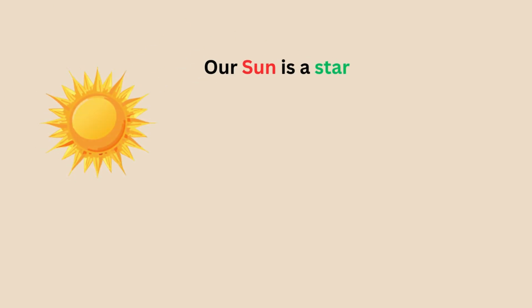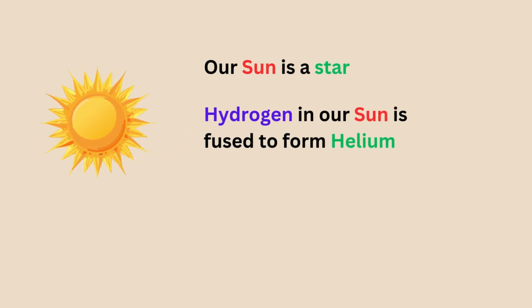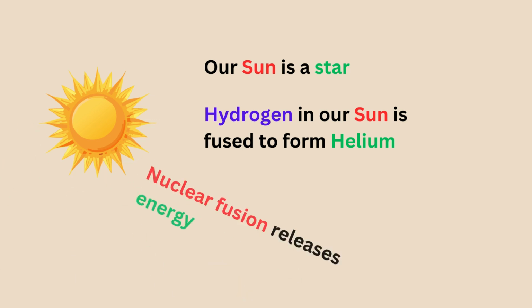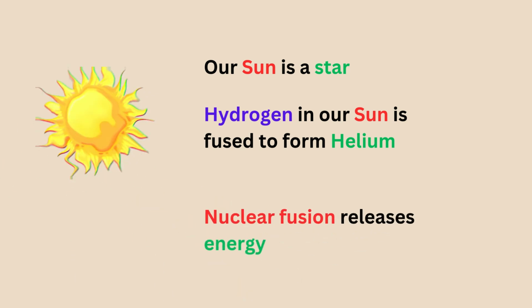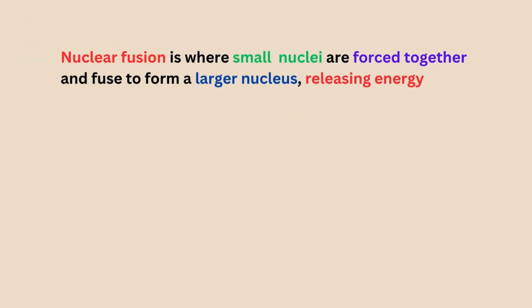Our Sun is a star. Hydrogen in our Sun is fused to form helium, and this nuclear fusion will release energy. Nuclear fusion is where small nuclei are forced together and fused to form a larger nucleus, releasing energy. We're going to use a red circle to represent a proton and a blue circle to represent a neutron.